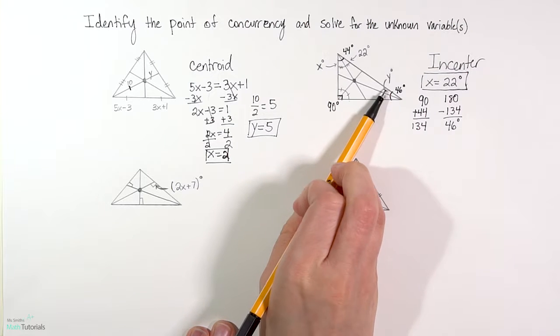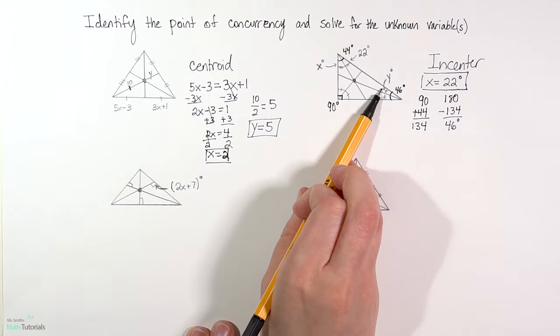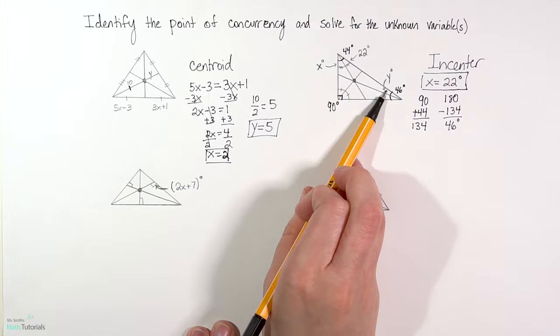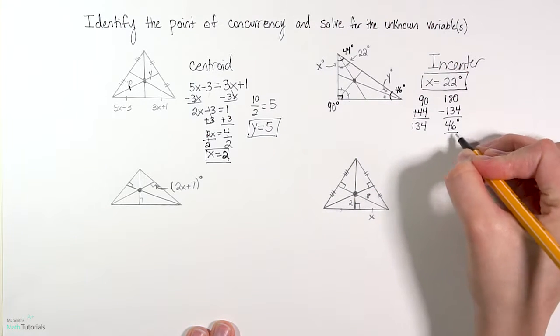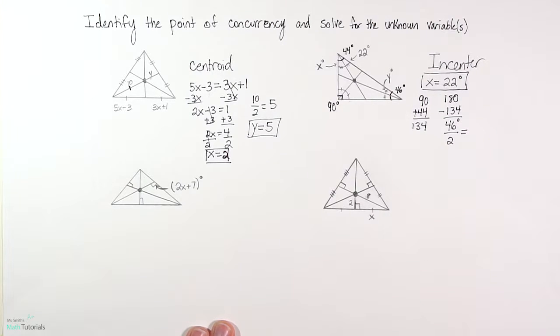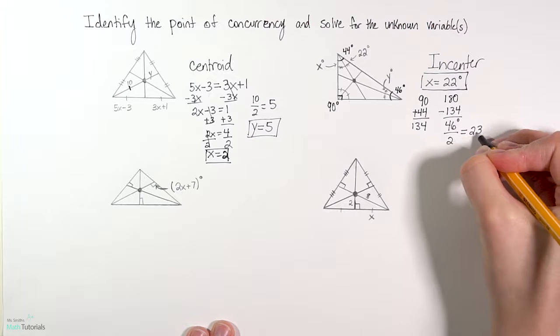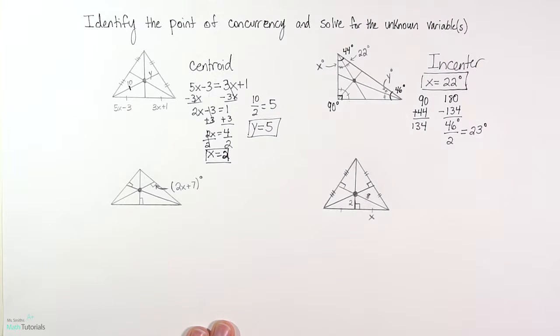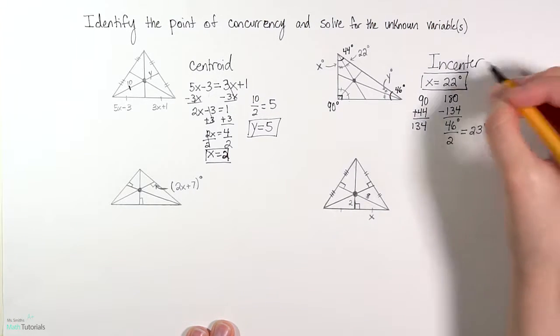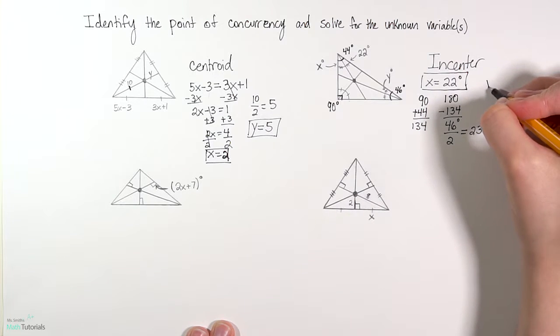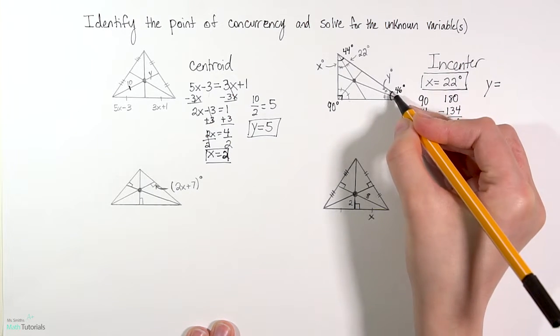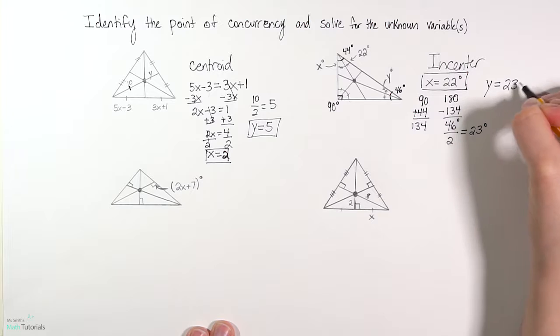So, okay, I know this whole total angle is 46 degrees. But they don't want to know the whole total. From that arrow, they're telling me they just want to know one part of it, just half of it. So I would say, okay, well, what's half of 46? And we get 23 degrees. So in this case, x is 22 and y is 23 degrees.